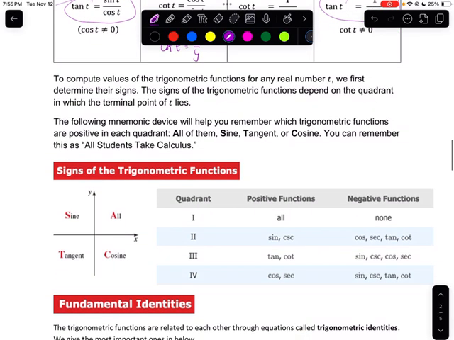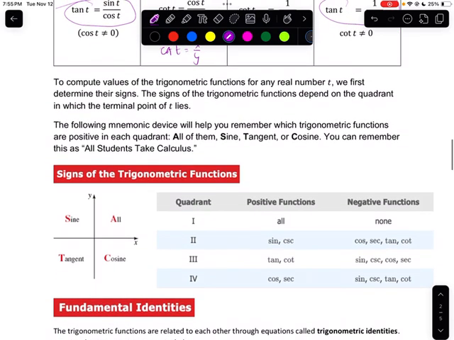Okay, so now to compute values of the trigonometric functions for any real number t, we first determine their signs. The signs of the trigonometric functions depend on the quadrant in which the terminal point of t lies. The following mnemonic device will help you remember which trigonometric functions are positive in each quadrant. So it says all of them, sine, tangent, cosine. You can remember this as all students take calculus.